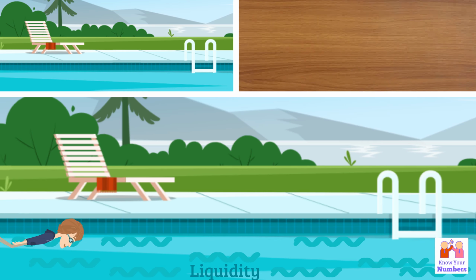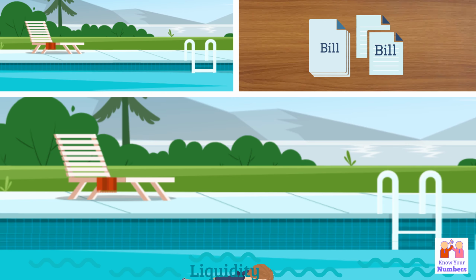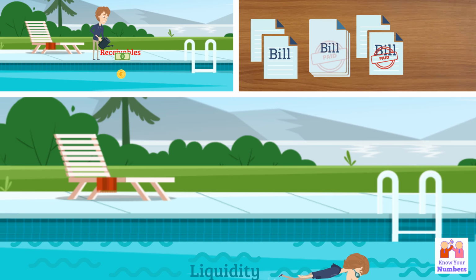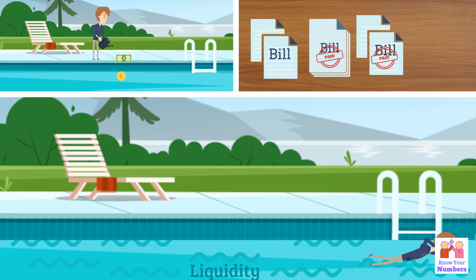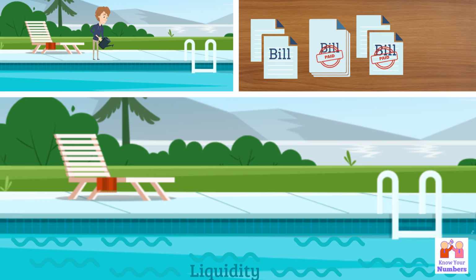Liquidity shows if your business can meet short-term obligations. One common measure is the current ratio, calculated as current assets divided by current liabilities. A ratio over 1 usually means you're in good shape.